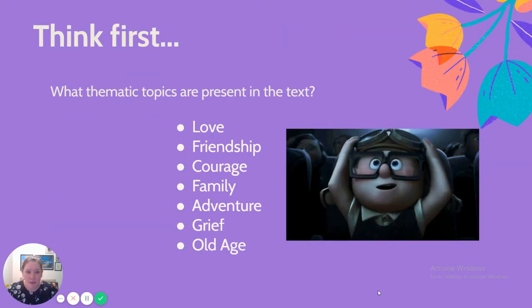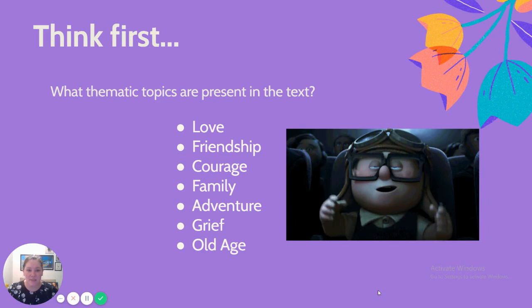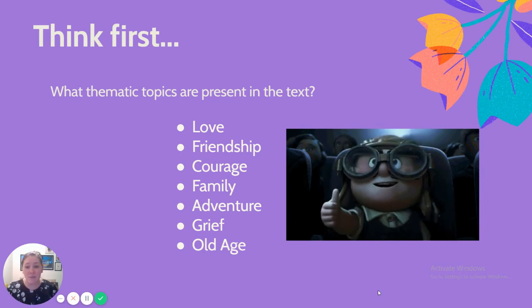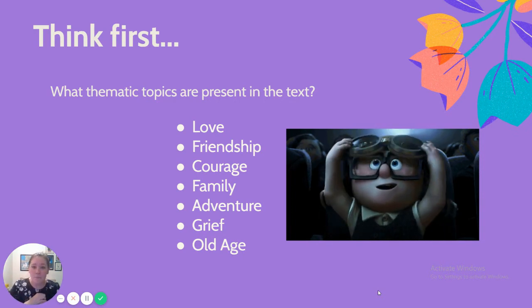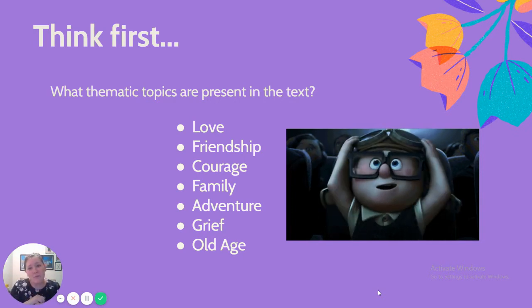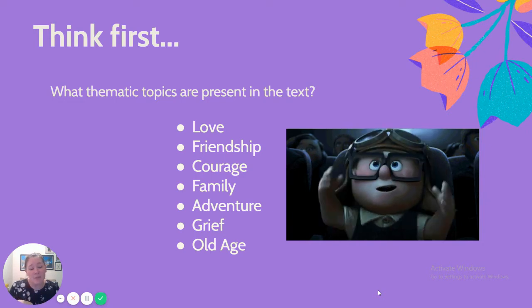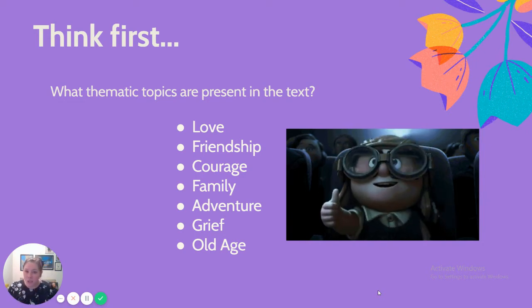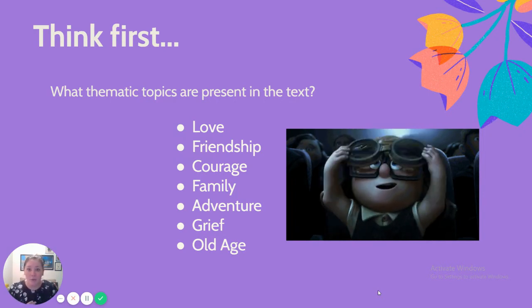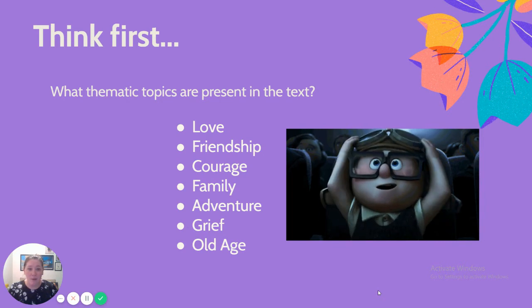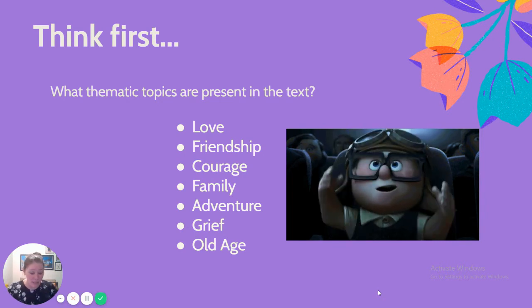Okay, so I'm going to think about the thematic topics that are present in this text, because I'm thinking of this movie as a text. So I know there's love, right? Because we have that relationship between our main characters, and it's really sad, and you weep in the first few minutes of the movie. Friendship, courage, family, adventure, grief, old age, right? We know grief happens whenever his wife dies.